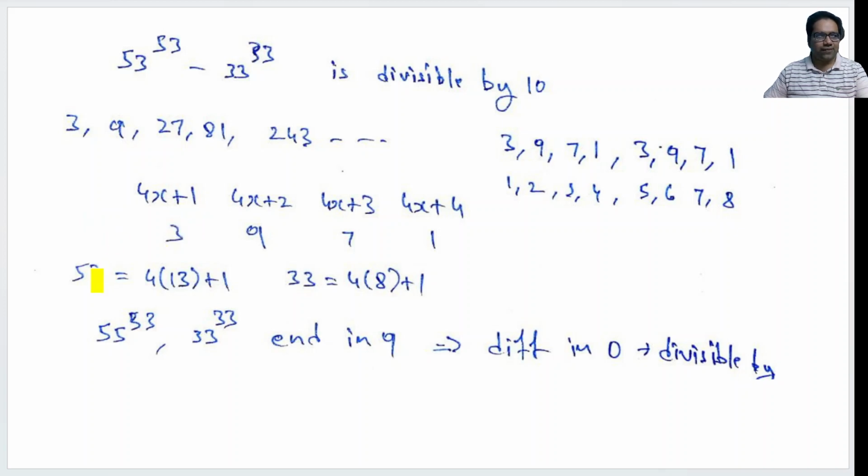Now, what is 53? 53 is 4 times 13 plus 1. So that means this will always end in 3. Similarly, what is 33? 4 times 8 plus 1. That means this will also always end in 3. That is what we wanted.